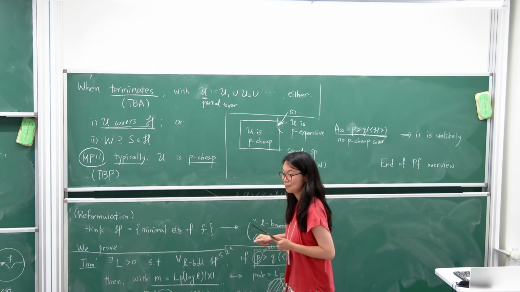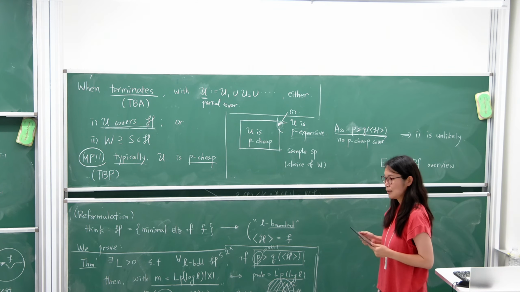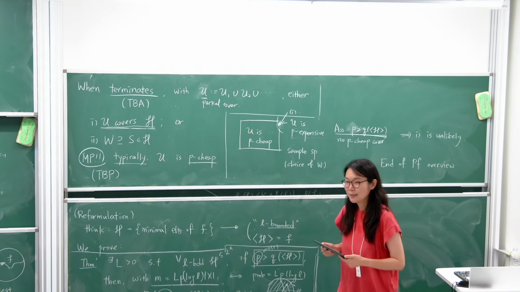Oh, okay, I see. So I guess what I'm confused at is when U is P-cheap, then it cannot be a cover. Yes. Oh, okay. Because a cover is always expensive by our assumption. I have a question.